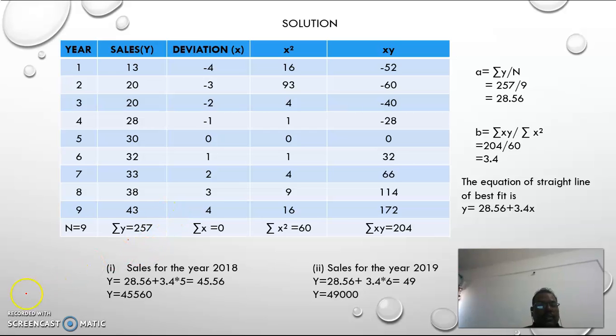Again, in the numerical, it is asked what the sales should be for the year 2018 and for the year 2019. Using the equation of best fit, we can simply say 28.56 plus 3.4 into 5. Why 5? Because for the next year the deviation shifts from 4 to 5. And for the year 2019, the value of x, which is next to that of 2018, is 6. The value that comes for this is 49,000.